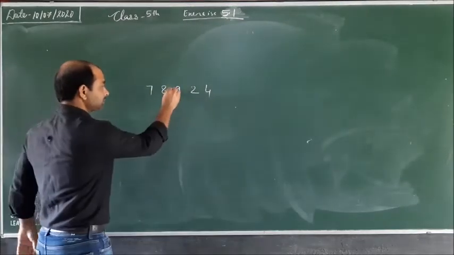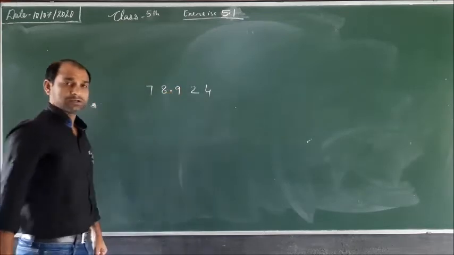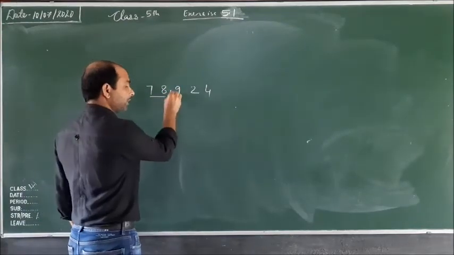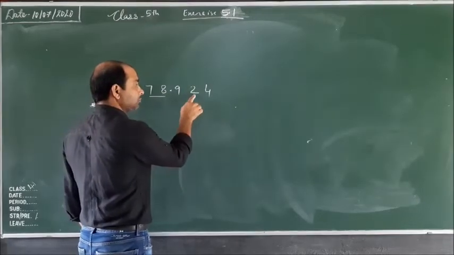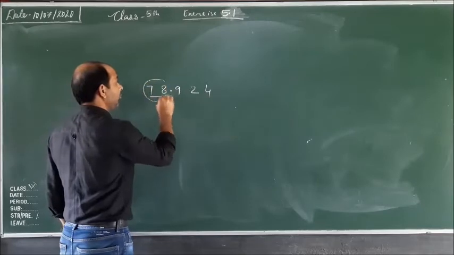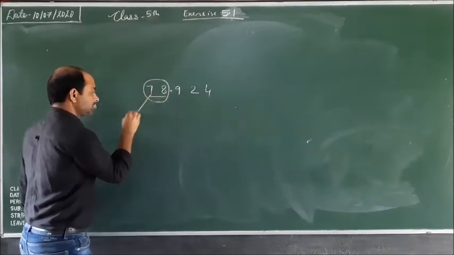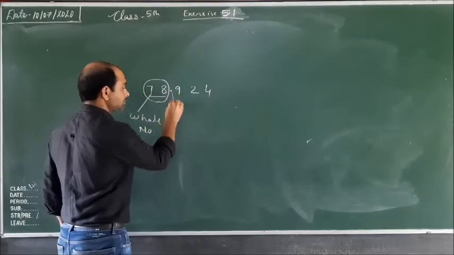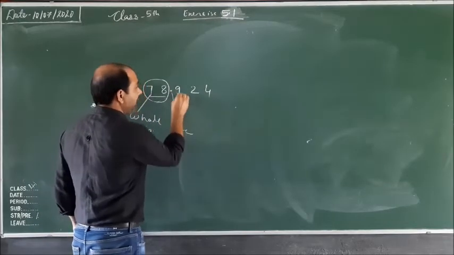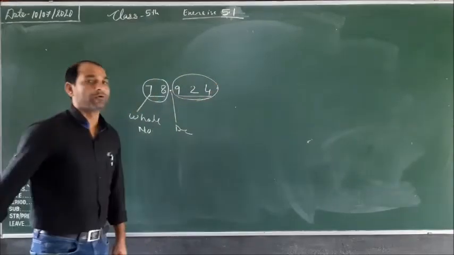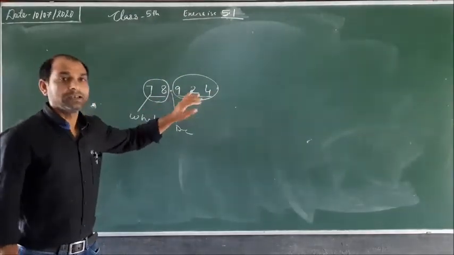How do we read this number? We read 78.924. This is your whole number. This is your whole number. This is your decimal, and 924 is the decimal part.